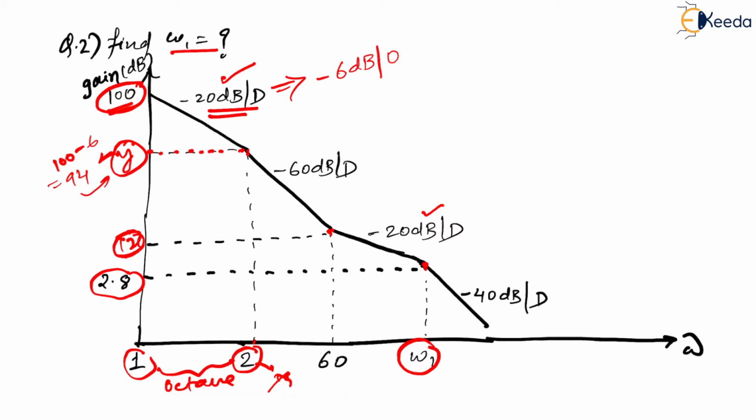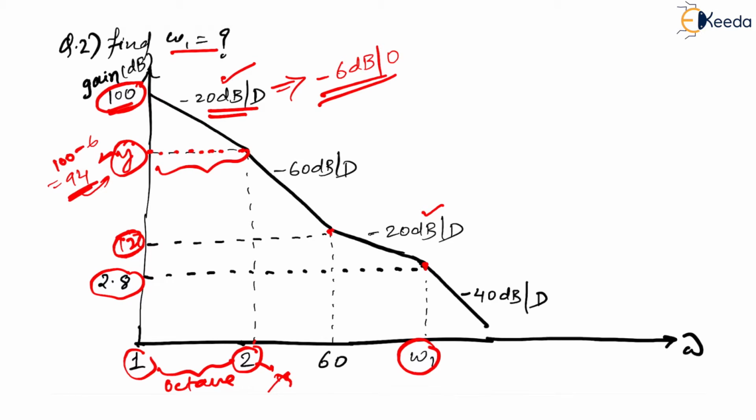So the value of y is equal to 94. Getting my point? Because this is minus 6 dB per octave and this is 1 octave. So it is going to be 94. Is that correct? Yes. Now, after that, what do you have next?